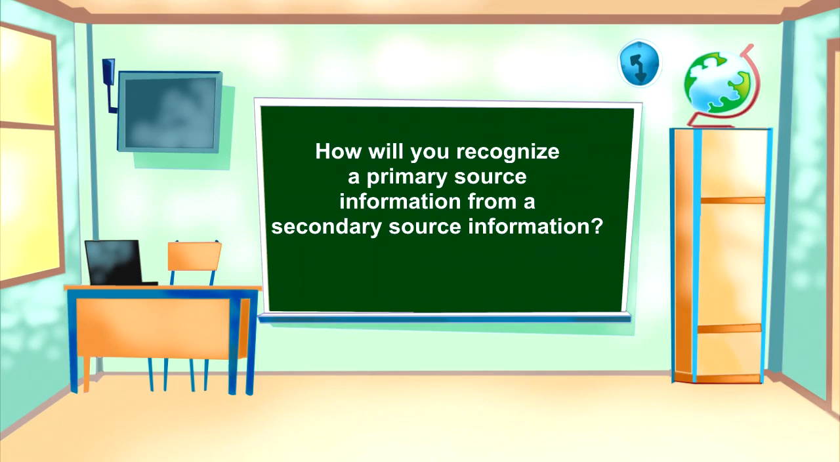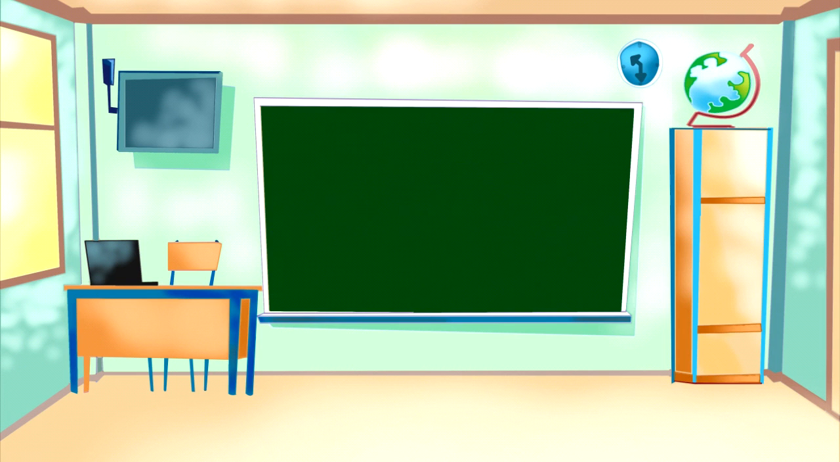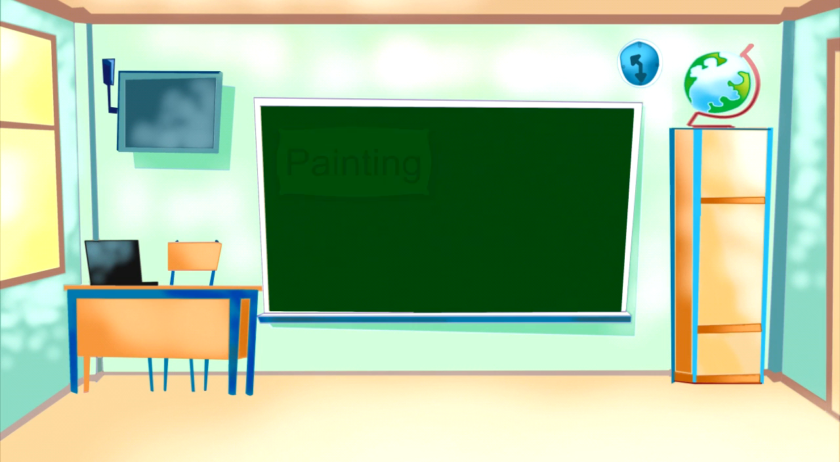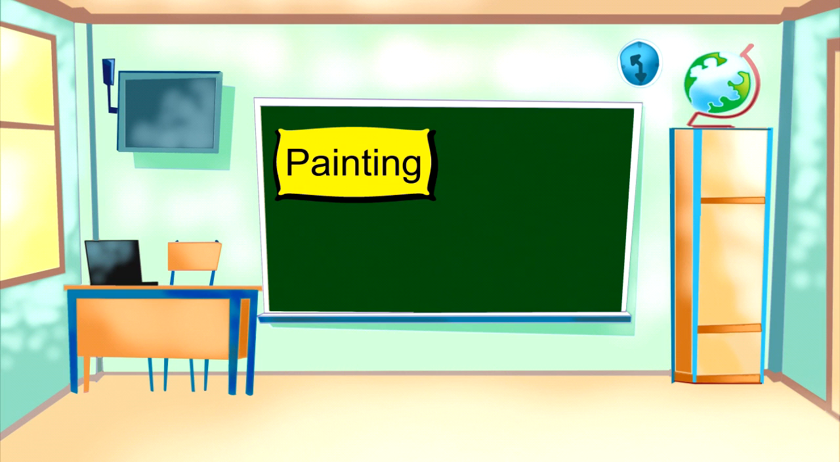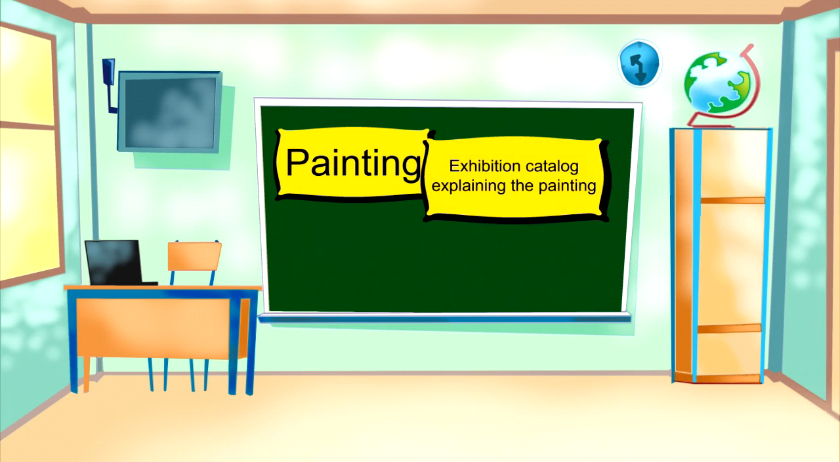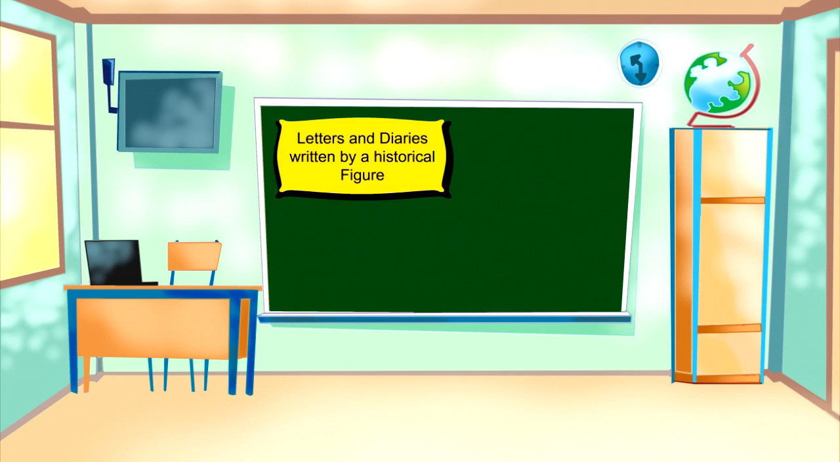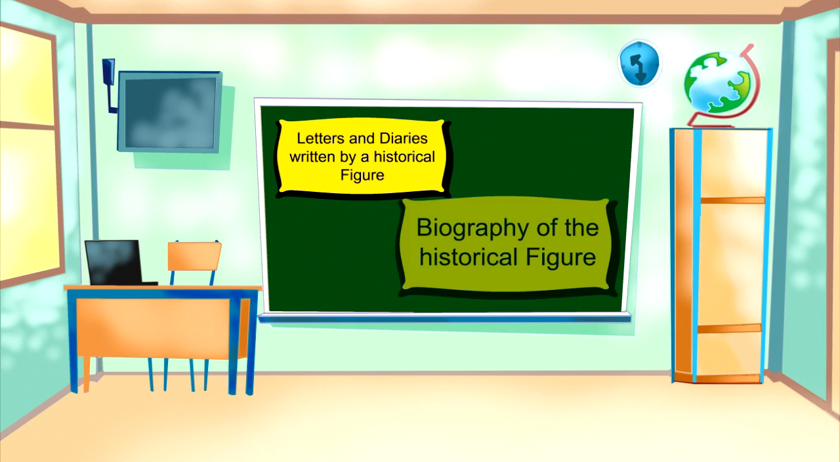How will you recognize a primary source information from a secondary source information? Like for example, if you have novel as primary source, your secondary source should be article analyzing the novel. If you have painting as primary source, your secondary source should be exhibition catalog explaining the painting. If you have letters and diaries written by historical figure, your secondary source should be biography of the historical figure.